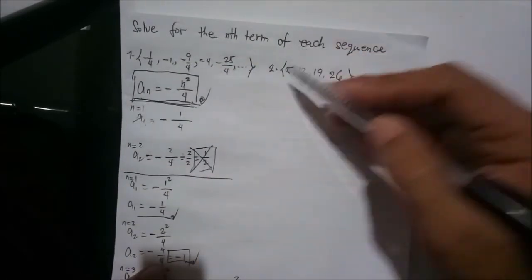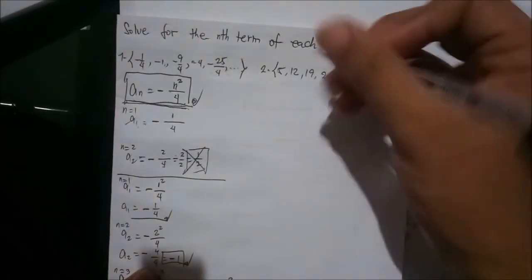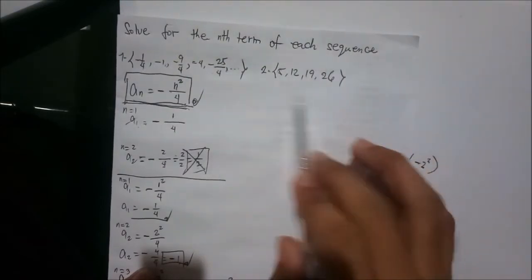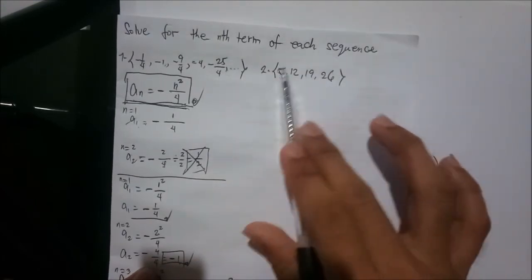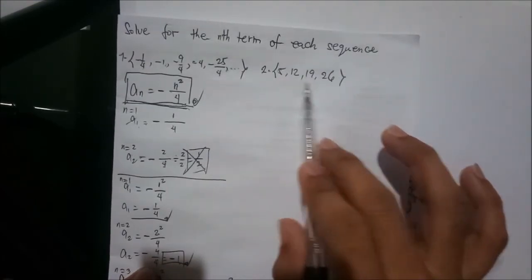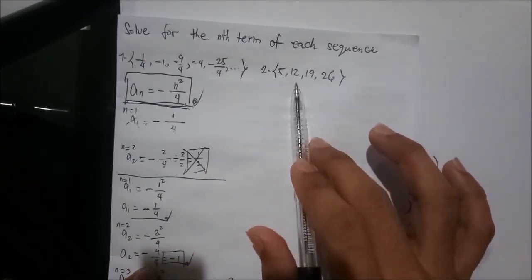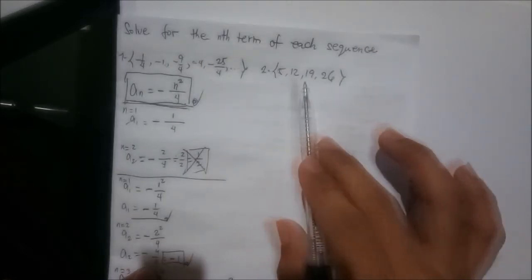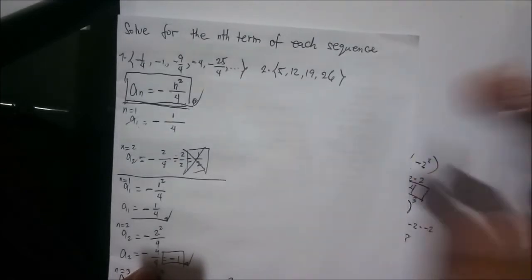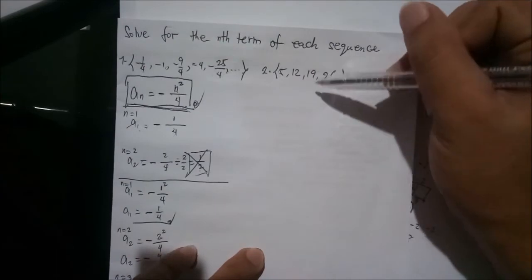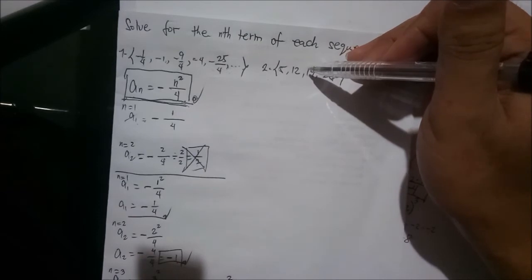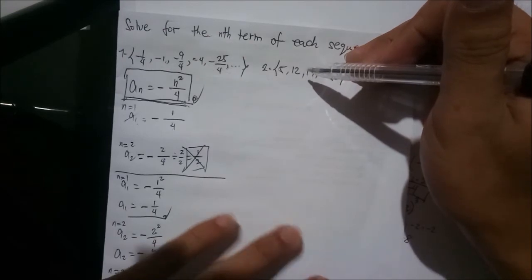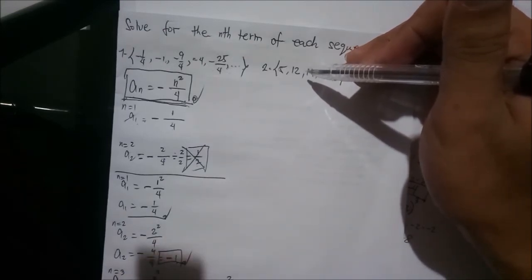So now let's proceed to question number 2. What have you observed from this sequence? All the numbers are positive. There is no whole number and there is no negative. So from this situation, whether the numbers are positive or negative, you need to identify the common difference.